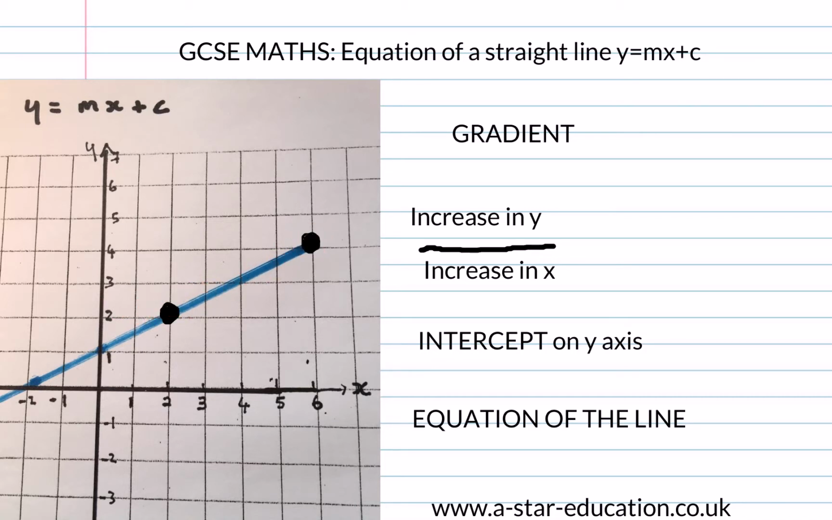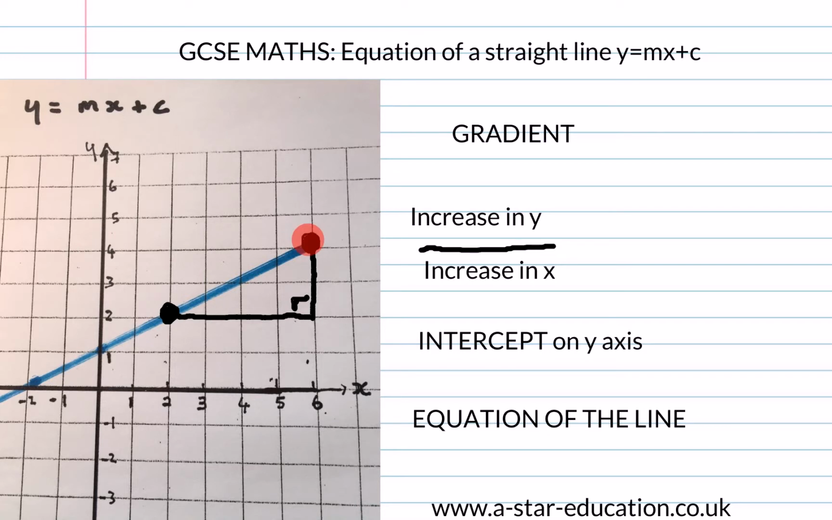Now I form a right angle triangle with my two selected points. I'm just going to form a right angle triangle like this. Here's my right angle triangle. Now I can work out the increase in y because, as I said earlier, the gradient is the increase in y divided by the increase in x. So let's get the increase in y.